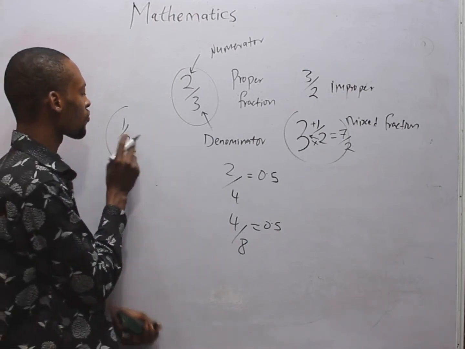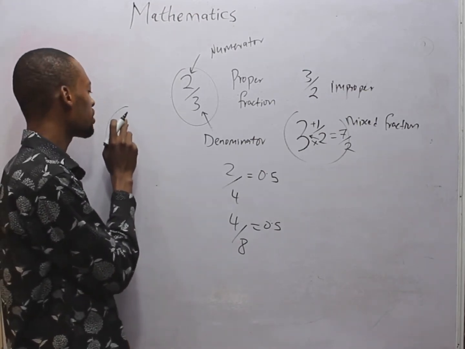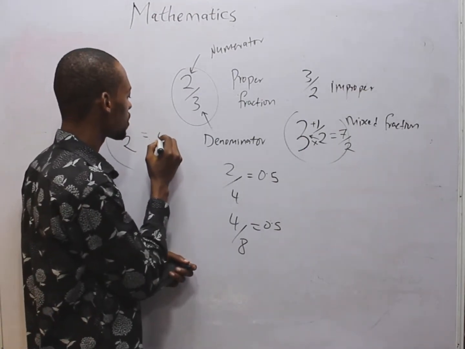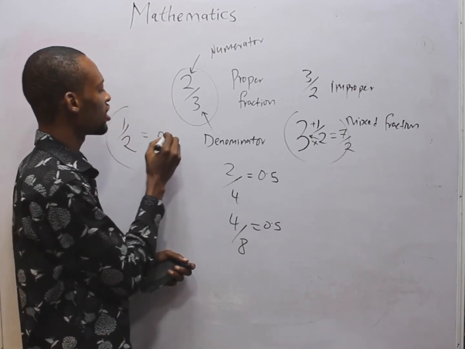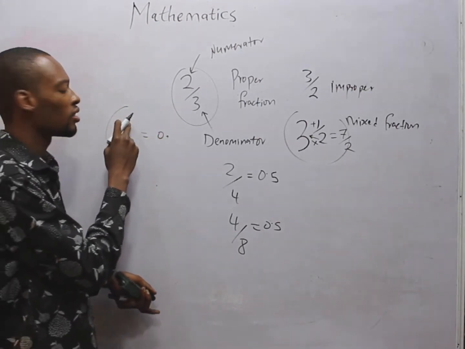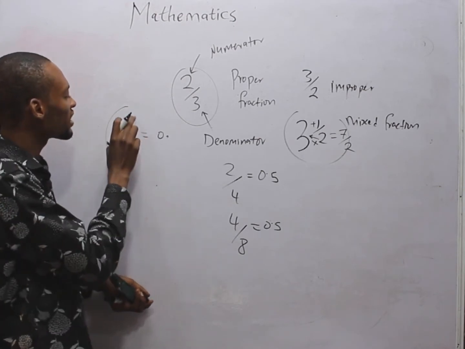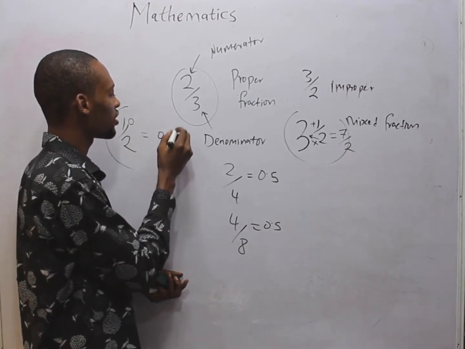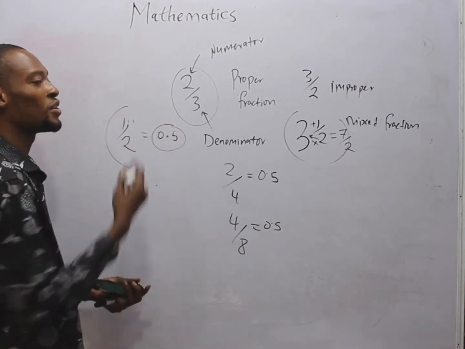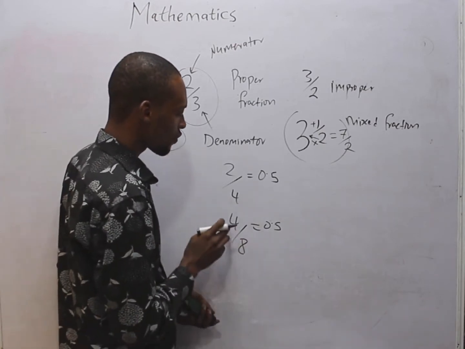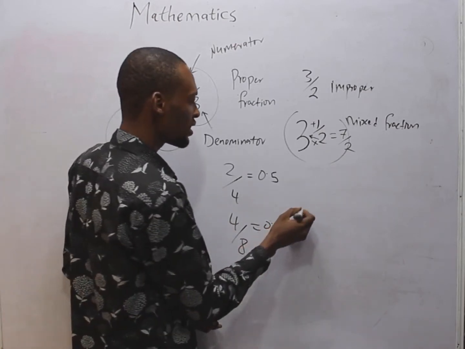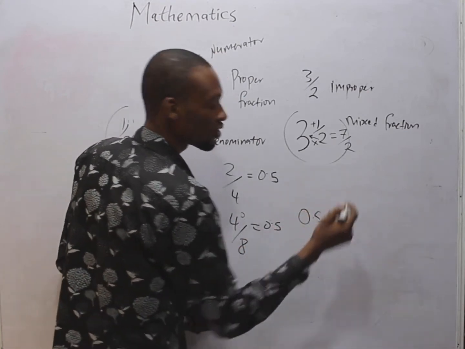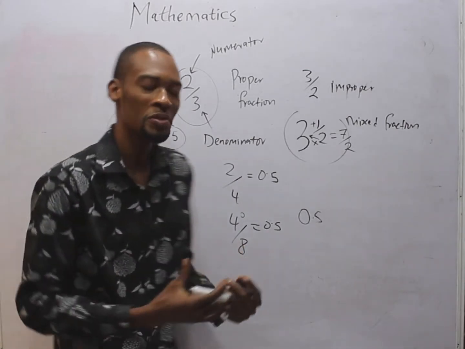Look at something else. You do it this way. 1 divided by 2. Since 1 is smaller than 2, there will obviously be a 0. So you say 0 point. Now add an imaginary 0 to this 1. If you add it, it becomes 10 divided by 2. And what is 10 divided by 2? That is 5. So 1 over 2 is 0.5. Similarly, 4 divided by 8, 4 is smaller, so there will be 0 point. Add an imaginary 0. So 40 over 8, 0.5. So that is how to do that.